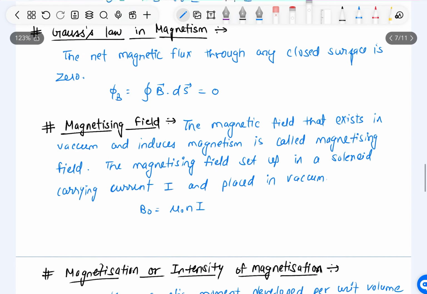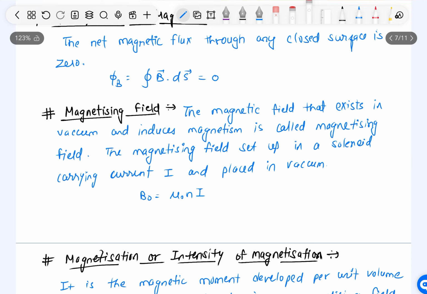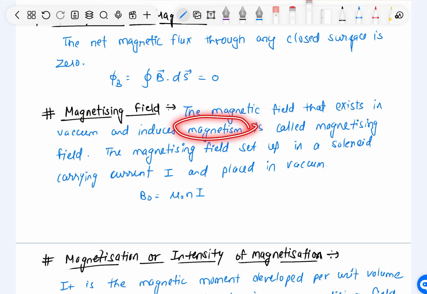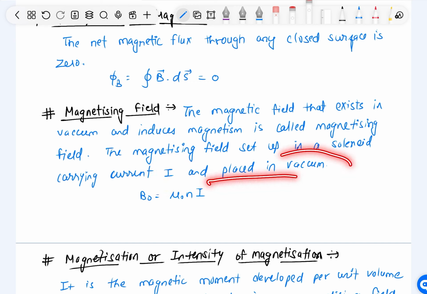Next is the magnetizing field. The magnetizing field is the magnetic field that exists in a vacuum and induces magnetism. It is acting in vacuum, and it does the work of magnetizing other materials, so it is called the magnetizing field. The magnetizing field is set up inside a solenoid carrying current I, placed in a vacuum. So for this, the magnetic field is given by B naught equal to mu naught n I.